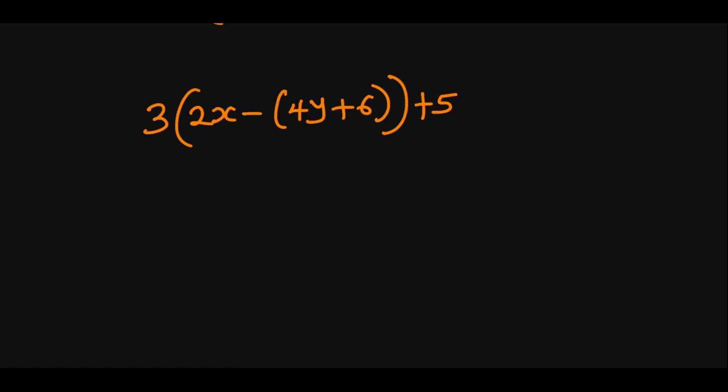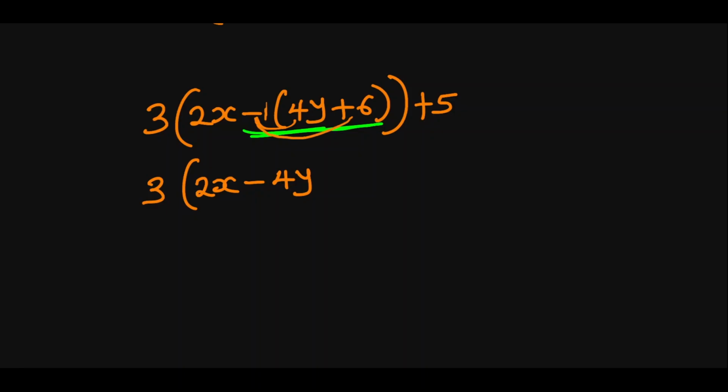So what's the innermost bracket? We have to remove this first. So that will give us 3 into 2x. Now remember what we said, there is a 1 here that will multiply everything in the bracket. So this is 2x minus 4y. That is when minus 1 multiplies 4y to give us minus 4y.